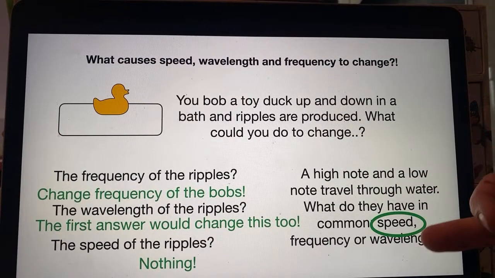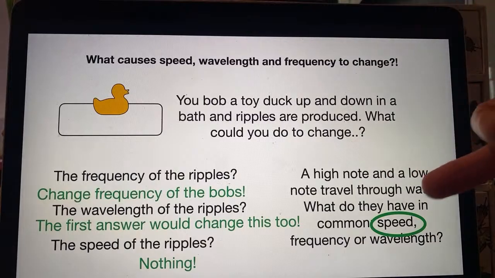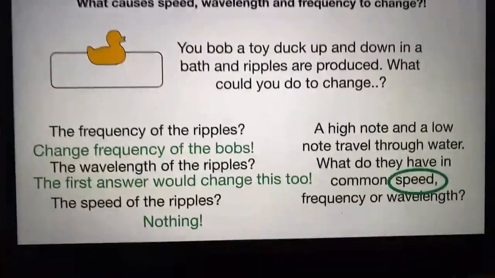They're both sound waves and they're both travelling through water, so they've got the same speed. They don't have the same frequency or wavelength because, as we've discussed, high notes have a high frequency and low notes have a low frequency. Right. Phew. That is the end of today's IGCSE lesson on wavelength and speed and frequency, and also a little bit of the Doppler effect.